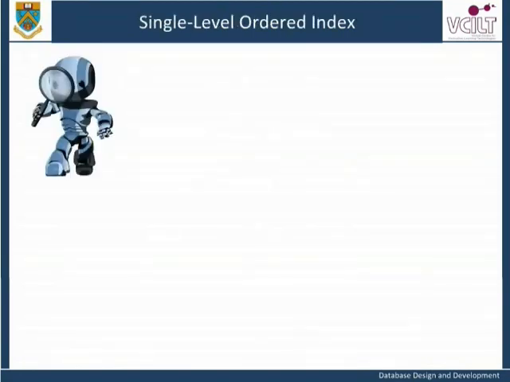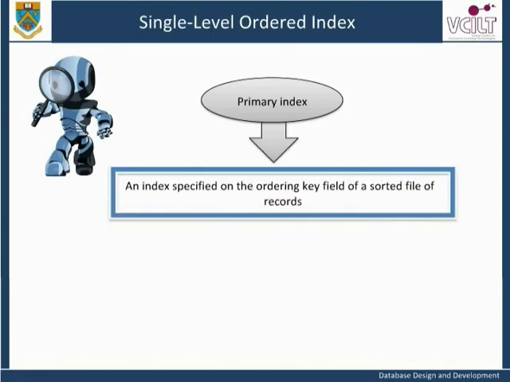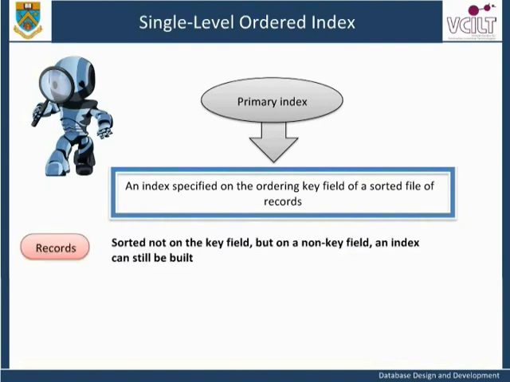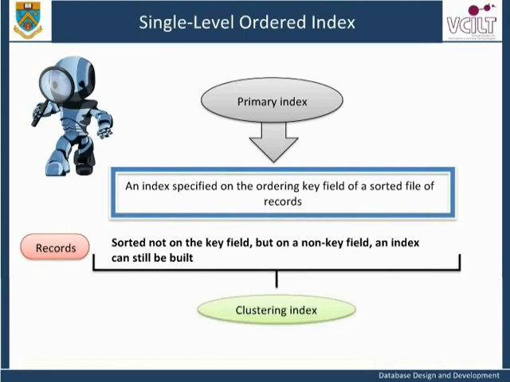Single-level ordered indexes. There are several types of single-level ordered indexes. A primary index is an index specified on the ordering key field of a sorted file of records. If the records are sorted not on the key field but on a non-key field, an index can still be built, which is called a clustering index. The difference lies in the fact that different records have different values in the key field, but for a non-key field, some records may share the same value.